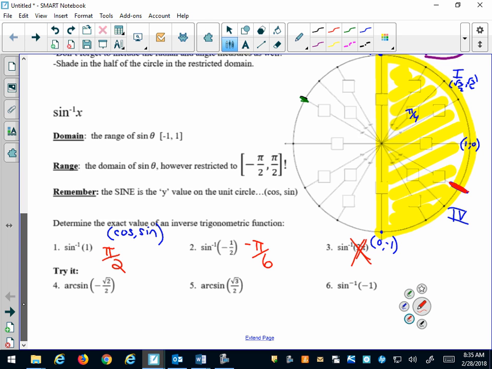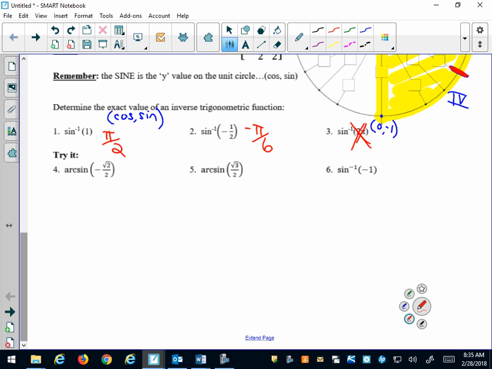Okay, the other way to express the same exact thing is this term arcsine. It's the same thing as saying the inverse sine if you say arcsine. It's just another term.